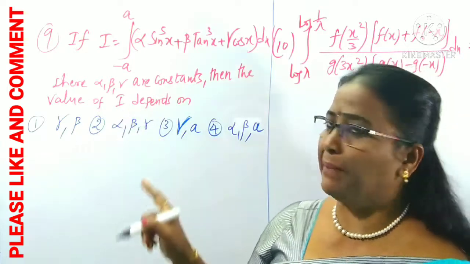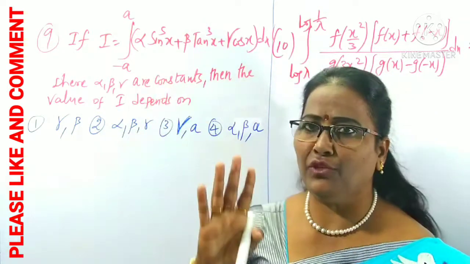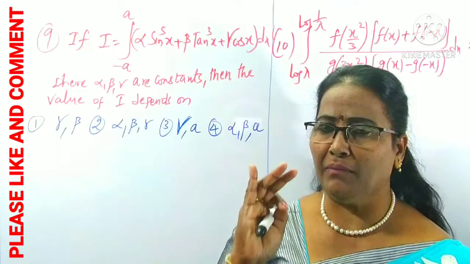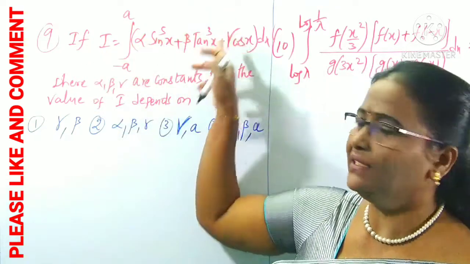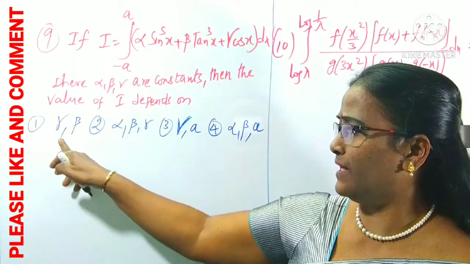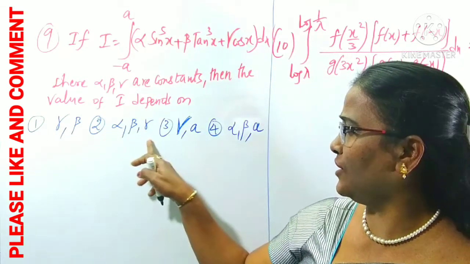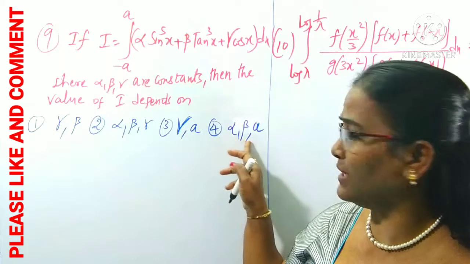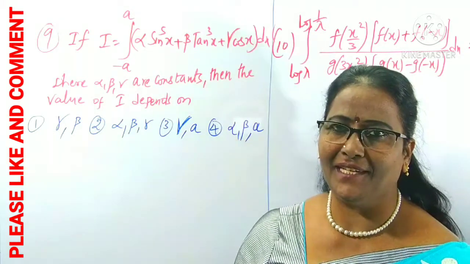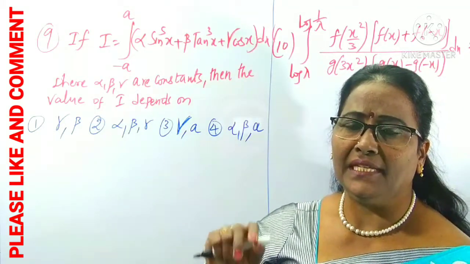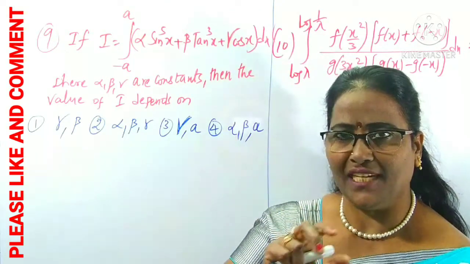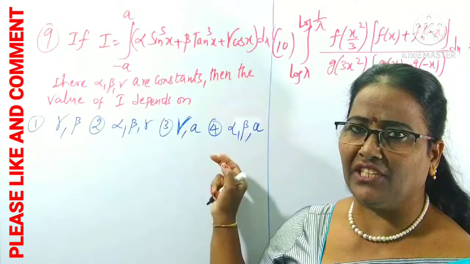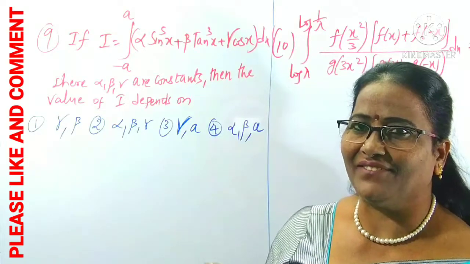Then the value of I depends on what? There are 4 letters here: alpha, beta, gamma, a. The value of I, meaning the integral of this, depends on maybe alpha, gamma; maybe alpha, beta, gamma; maybe gamma, a; maybe alpha, beta, a. We have to check it. What is the resultant value? The letters that are available in that result, those are the only required option.